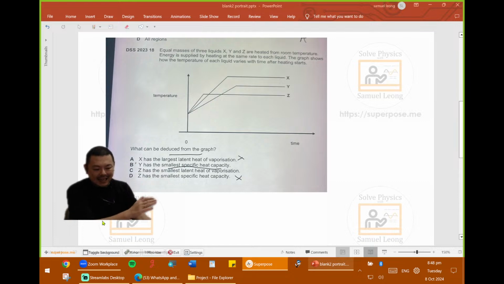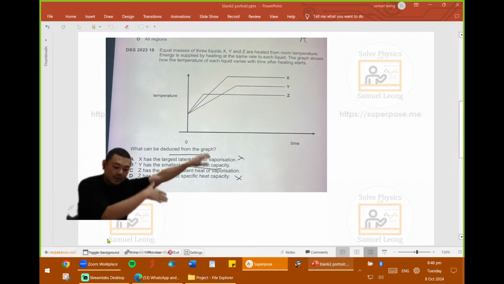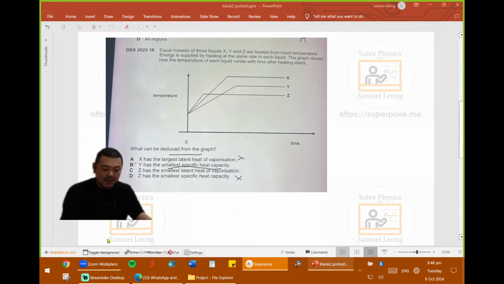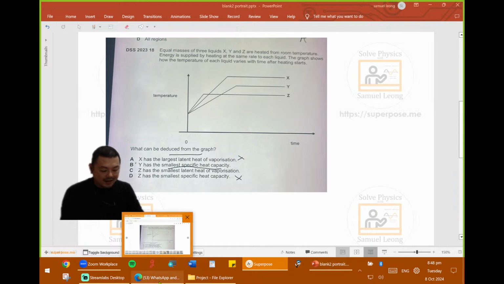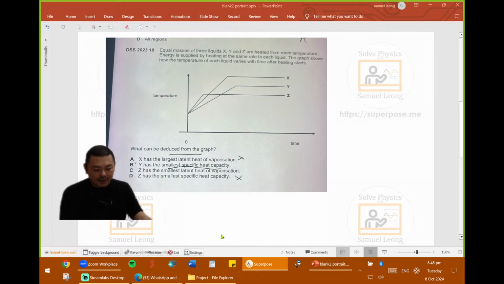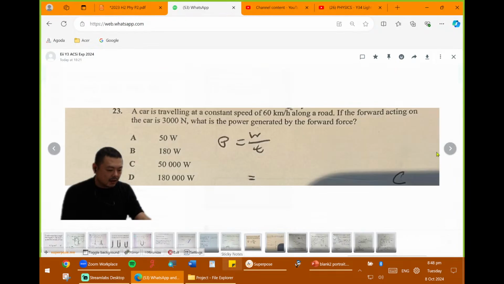So A and C are out. There's not enough information unless you finish the graph until they become a gas. So we can't compare the latent heat of vaporization. Okay, this one.